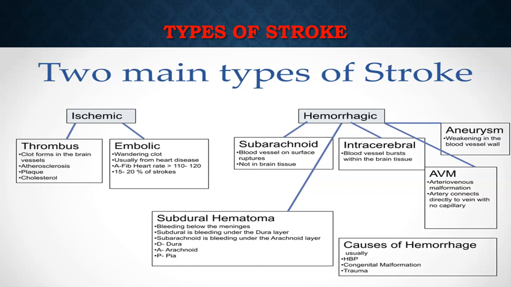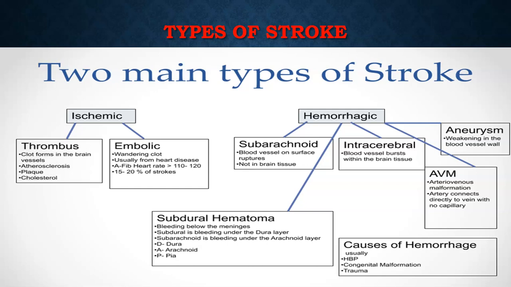So again, both types are occluding the artery and stopping the blood supply, but a thrombus is forming inside the brain, while an embolic stroke or emboli is coming from another part of the body. It's wandering around in the blood system, and wherever it wants to lodge, it's going to stop there and stop the blood supply. Now these two are the types of ischemic strokes.